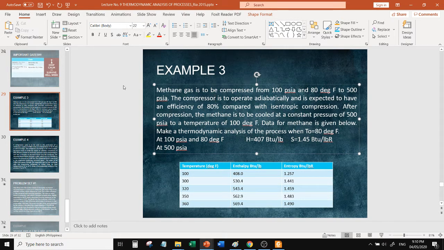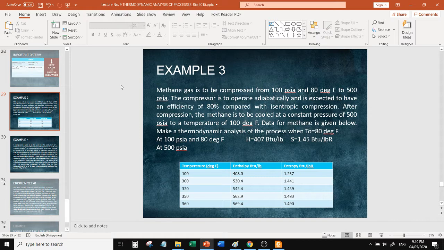Methane gas is to be compressed from 100 psia and 80 degrees Fahrenheit to 500 psia. The compressor is to operate adiabatically and is expected to have an efficiency of 80% compared with isentropic compression. After compression, the methane is to be cooled at a constant pressure of 500 psia to a temperature of 100 degrees Fahrenheit. Data for methane is given below. Make a thermodynamic analysis of the process when T0 is 80 degrees Fahrenheit.